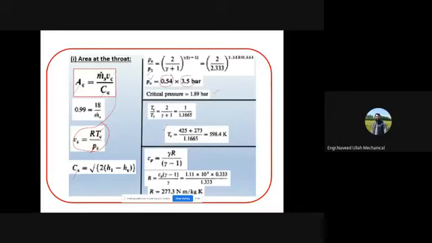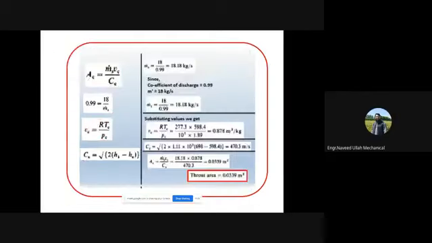Because R you can get even from here. Cp is known, gamma is known, so you can find out the value of R from here for this particular case. So R is this one. So if these three things are known to you, it means that you can find out the value of specific volume at throat. And how you can find out the value here?